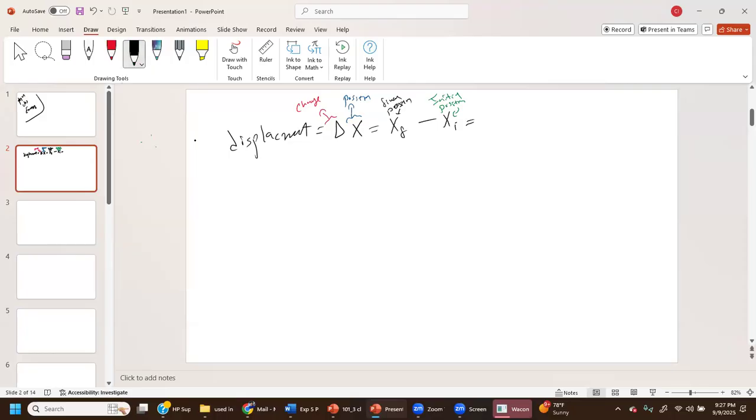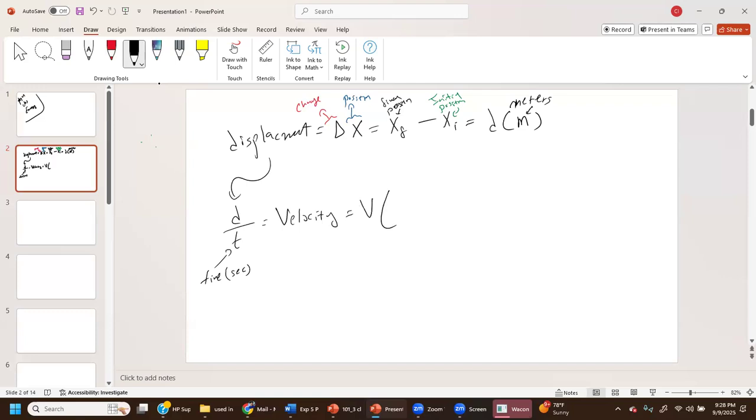Which is going to equal, we gave it a letter D, and it's going to be in M for meters. Awesome. So we take this displacement, we divide it by T, which stands for your time in seconds, and we said that's going to equal your velocity. We give the velocity letter V, which is going to be in meters per second.